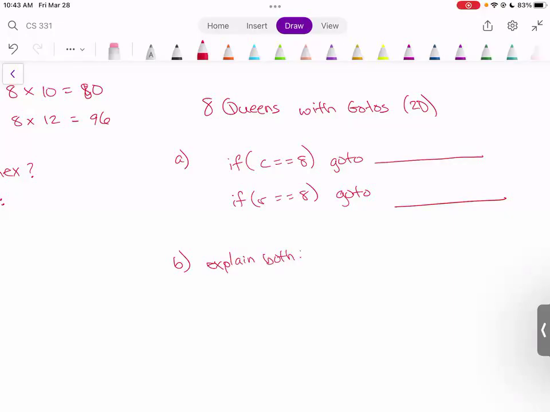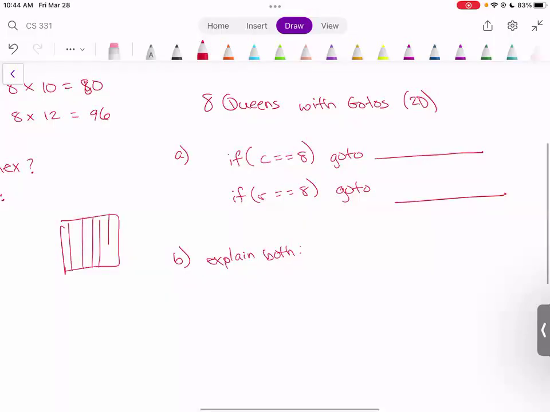Okay, so if the column is 8, where am I going to? Print. I think to the next row. So if my column equals 8, print, right? Print, yeah, good. We go to print. Now, your explanation for that is because you're off the board. You're off the board on the right.